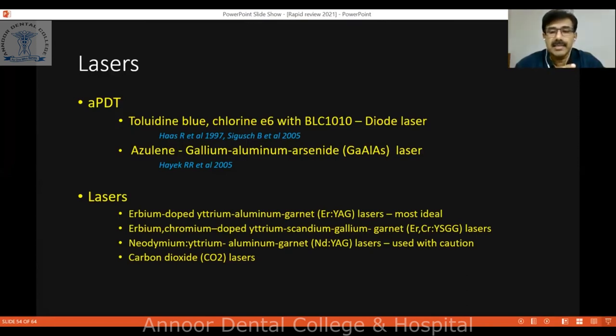I mean, look at lasers. In the literature, you may find different types of lasers, but the one laser that stands out in the management of peri-implant disease is the LPMEAC laser. All other lasers are used, and it is said that you should use NDAC laser with caution. But the one laser which has got maximum scientific evidence in the literature is the LPMEAC laser in the management of peri-implantitis.